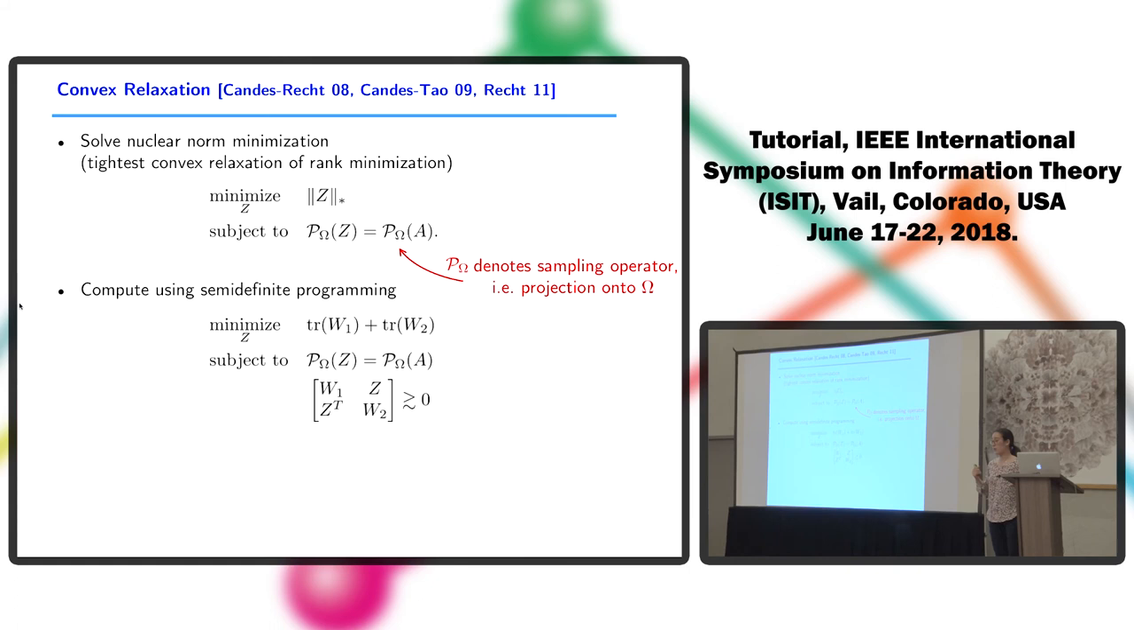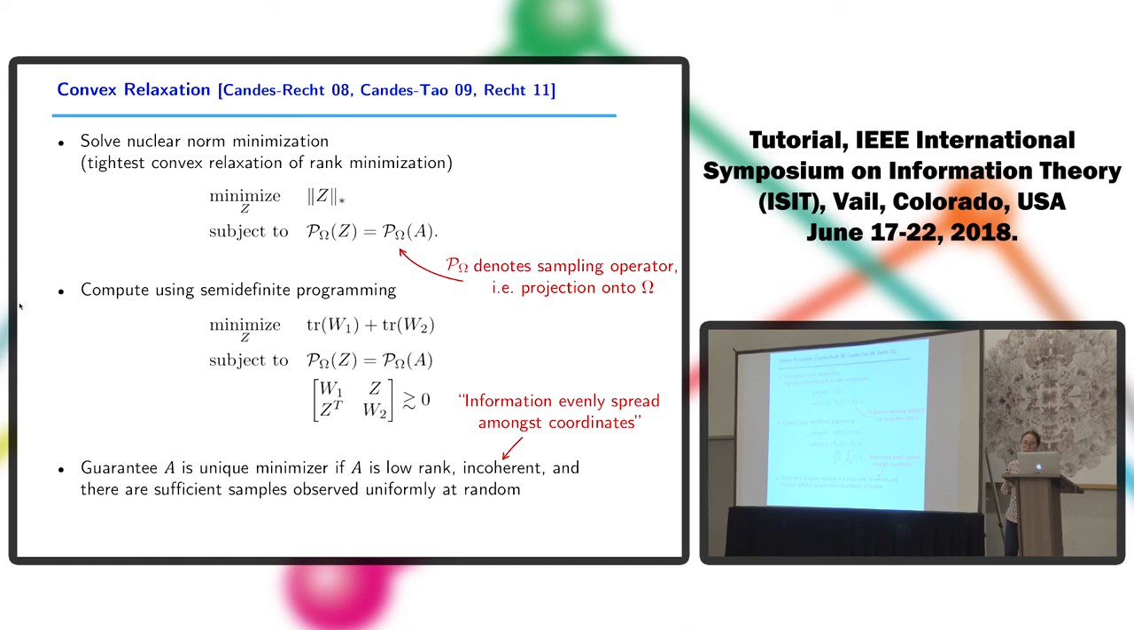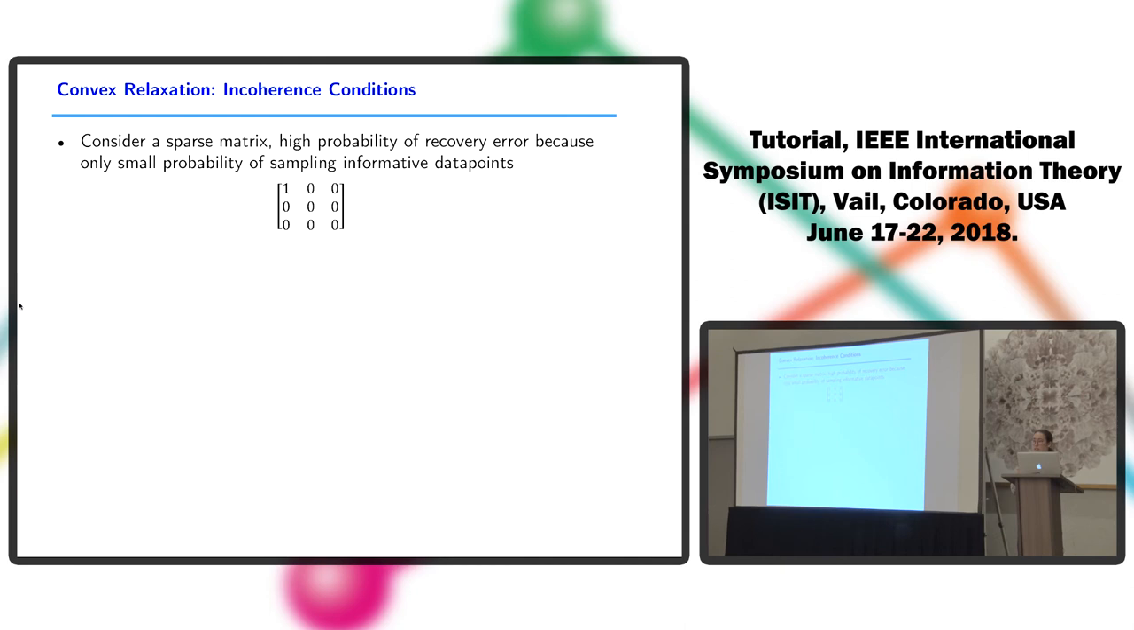It's actually quite nice. You can show that we can guarantee the matrix A is the unique minimizer of this optimization problem if A is low rank, if it's incoherent, which approximately means that the information is evenly spread amongst coordinates, and if sufficiently many samples are observed uniformly at random. This property of incoherence is quite important, so let me spend a little time explaining the intuition. Let's consider, what if your matrix A was really sparse? So sparse that it had only a single non-zero entry and everything else was zeros.